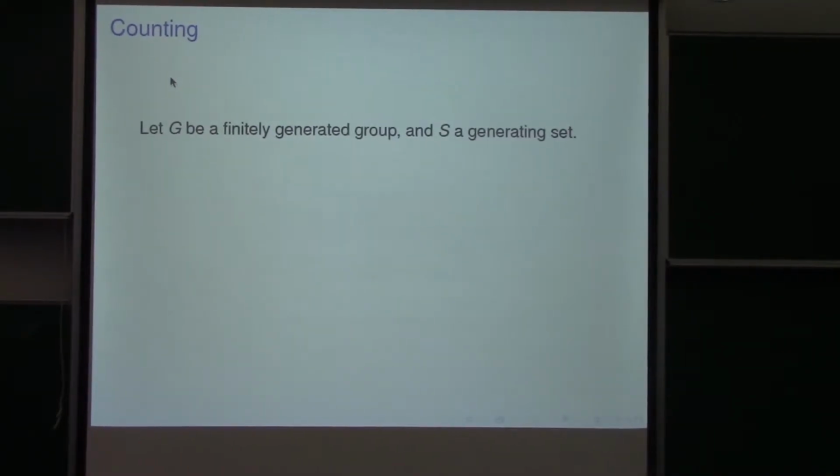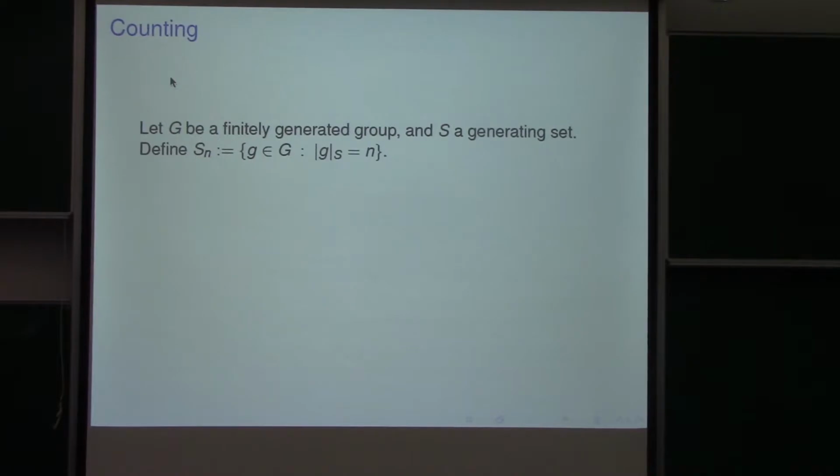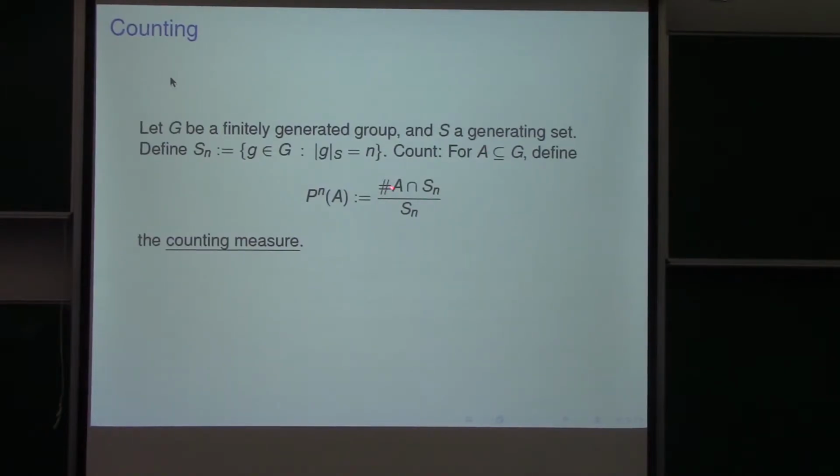So what's counting? Well, you have a finitely generated group, and you have a finite set of generators, and you have a word metric, so the set of elements which can be represented by words of length at most n, and this is the ball. Then you have a subset of the group, and you can count how many of these elements have length exactly n, and you divide by the cardinality of the sphere. So that's kind of the most natural way of counting. And this defines what we call a counting measure on the group.